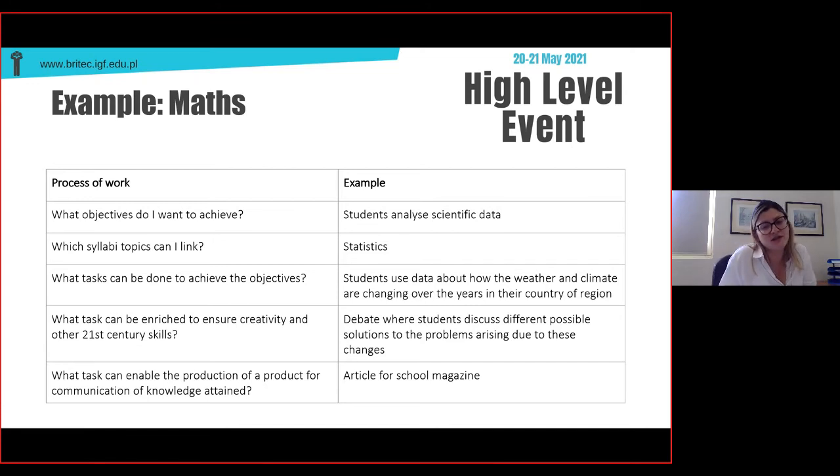To keep enriching and fostering creativity and 21st century skills, she held a debate as a conclusion to this sort of lesson, where the students discussed different possible solutions, what the government could do, what we as citizens could do, and they also produced an article for the school magazine. So, as I said, this is an activity that my colleague has done, but surely this could be translated into possibly analyzing even the current COVID-19 data and trying to identify which countries implemented the most successful measures, for example. So we really can use different areas to integrate.